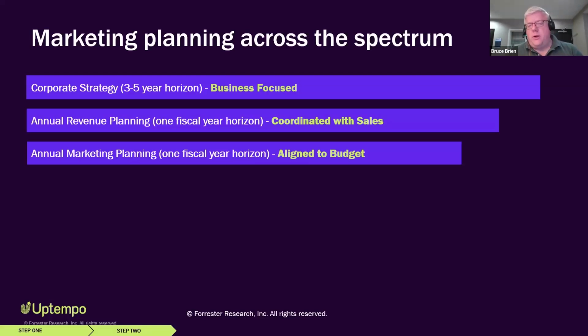We need to get coordinated and aligned with sales as to how they're going to go to market, how they intend to fulfill their obligations, because the marketing plan needs to support that. So if we have the business strategy and we have the business plans and we can coordinate that with sales and do the revenue planning, that's where we can begin to put together this focus on the annual marketing plan.